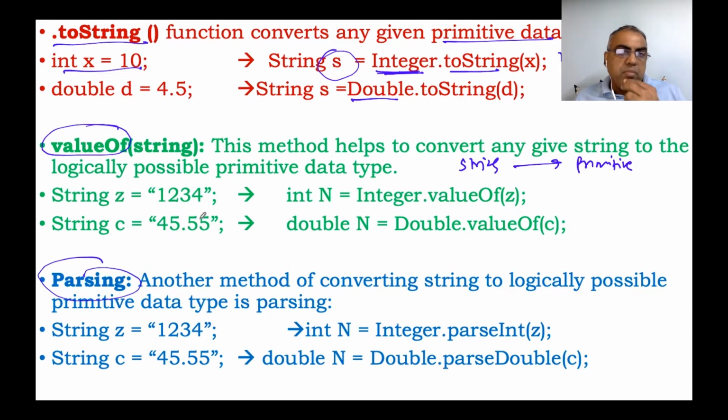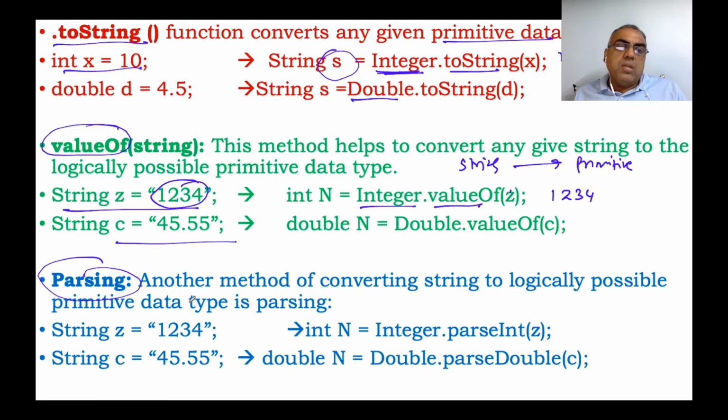So we begin with valueOf. Suppose I have a string value which is storing a numeric value, and I want the actual numeric weightage to be taken so that it can be used for further calculation. I need to convert it into its primitive type. So I may say int n is equal to Integer, which is my wrapper class, dot valueOf, a function which will convert a string value into an integer. So this value will become 1234, which can be used for some calculation.